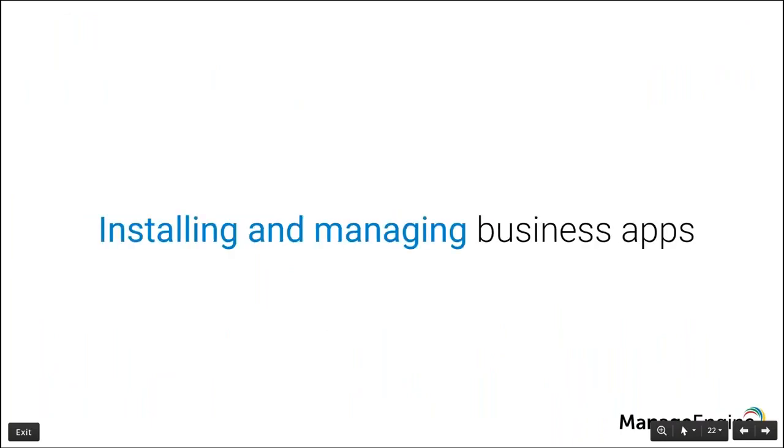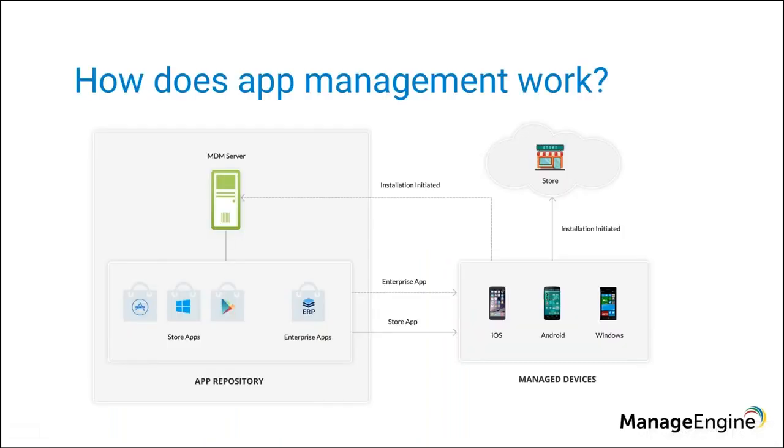Now, it's time to dive into app management. MDM app management deals with installing, removing, and managing the updates for your installed applications. So this is how it works. Here on the MDM server, you would have to build something called the app repository. And this app repository can hold applications from the store, or you can upload your own enterprise applications as well. So when you distribute a particular app to your device, we would either leverage it from the store or leverage it from the MDM server to install the application in your device.